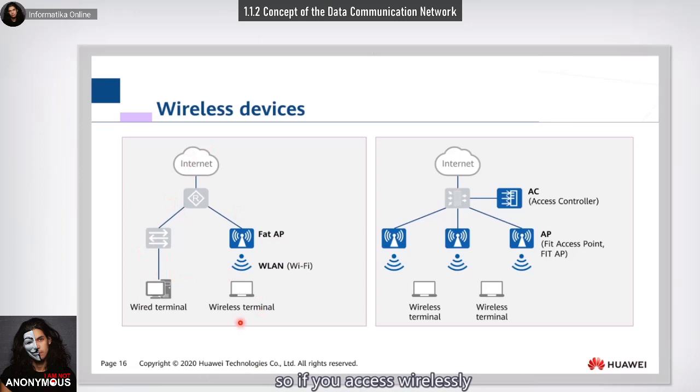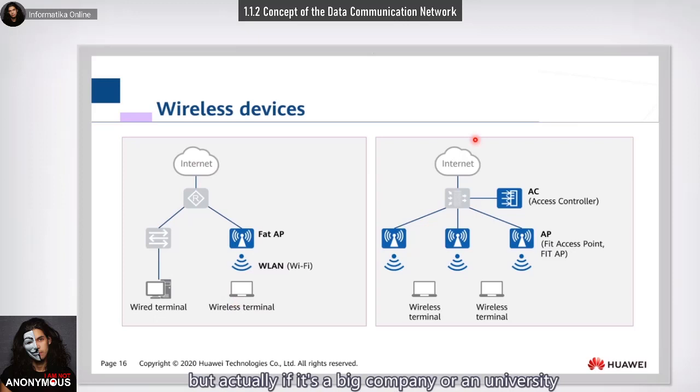So if you access wirelessly, in the router there is a Fat AP. Fat AP means there are a lot of management functions in the AP. And then this access point can transmit the Wi-Fi signals, and then the laptop or smartphone can connect to this AP through this router and finally connect to the internet.